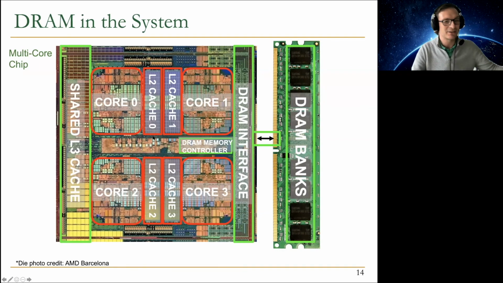We're going to talk about that later on also. It has a bunch of on-chip memory called caches, and we're going to talk about that also. Some of them are shared, some of them are not shared. We're going to talk about that as well. And then there's a memory controller, and then there's a DRAM interface.